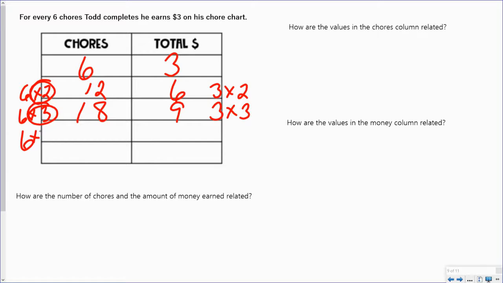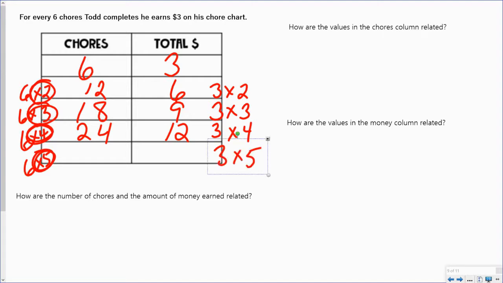If I took 6 multiplied by 4, again, if I'm multiplying by 4 on this side, I have to multiply by 4 on this side, giving me 24 here and 12 here. And if I did 6 multiplied by 5, again, if I'm multiplying by 5 here, I have to multiply by 5 here, and that would give me 30 over here and 15 over here.